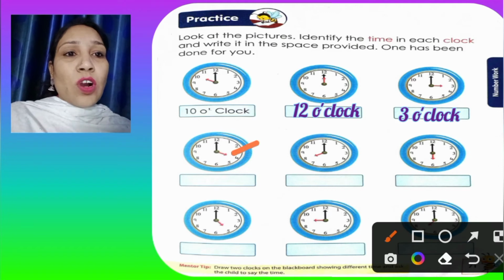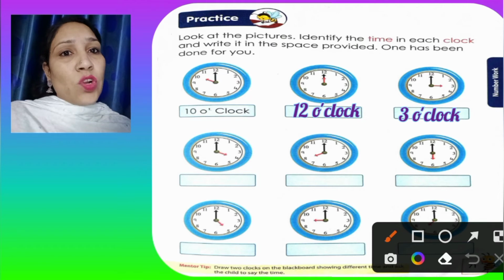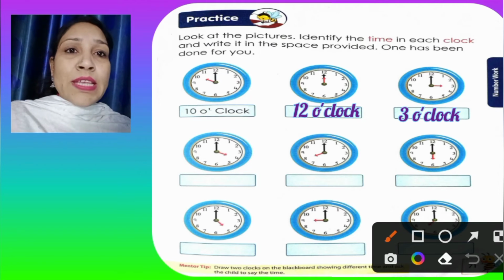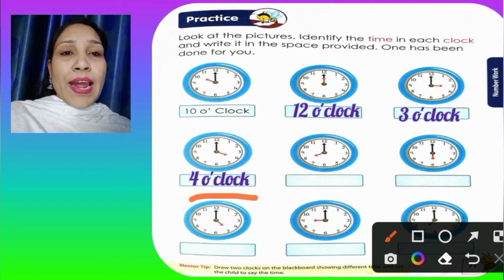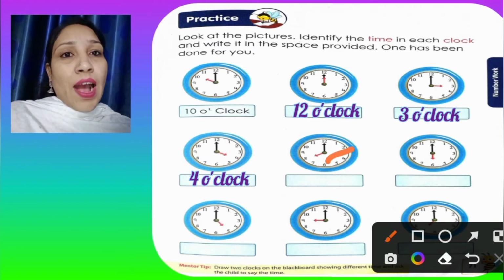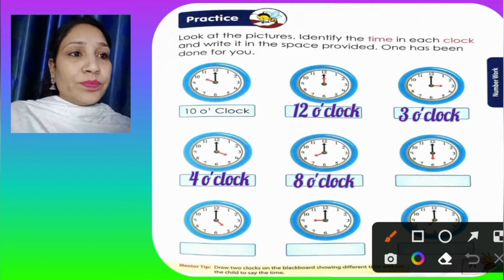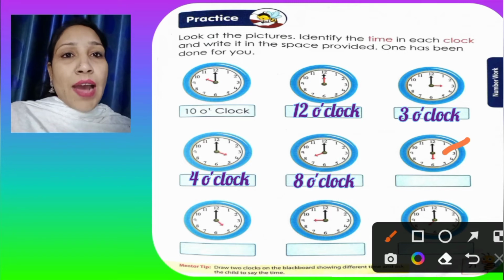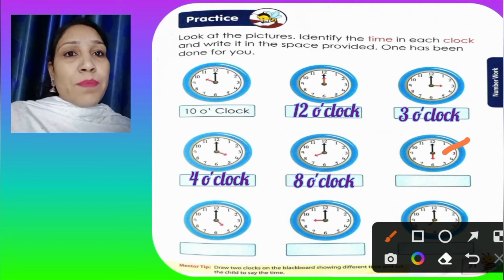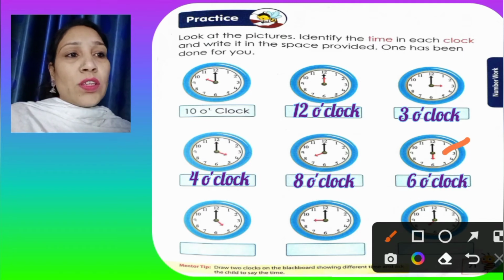Now in the next clock, the minute hand is on number 12 and the hour hand on number 4. Time is 4 o'clock. We will write here 4 o'clock. In the next clock, the hour hand is on number 8 and the minute hand on number 12. The time is 8 o'clock. Now in the next one, the hour hand is on number 6 and the minute hand on number 12. Time is 6 o'clock. Write here 6 o'clock.